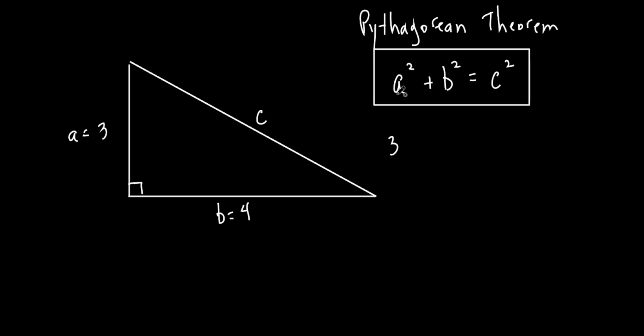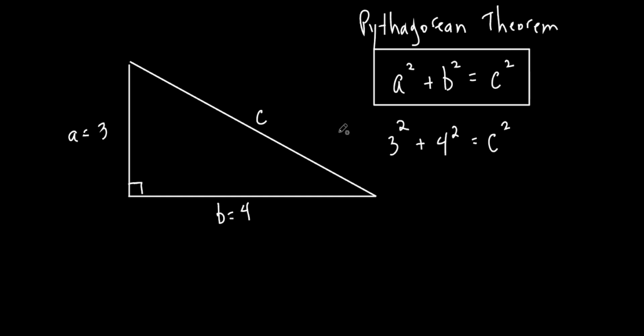What do I have to do to that A? I got to square it. Plus, and then what? B, which is 4, and I have to square that. And that's going to equal C, which I don't know, so I just leave it C, and I got to square that as well. Right? It's just plugging stuff into the little formula. All right? That's not so hard, is it?